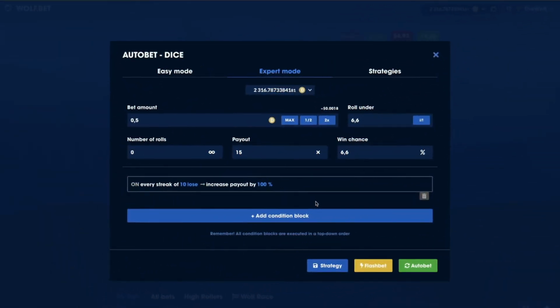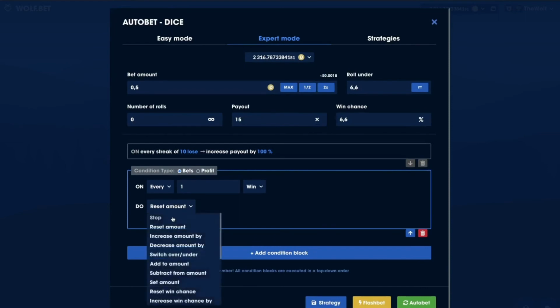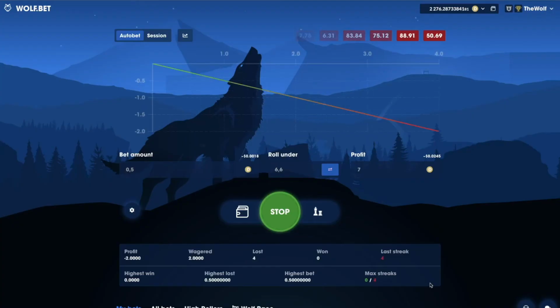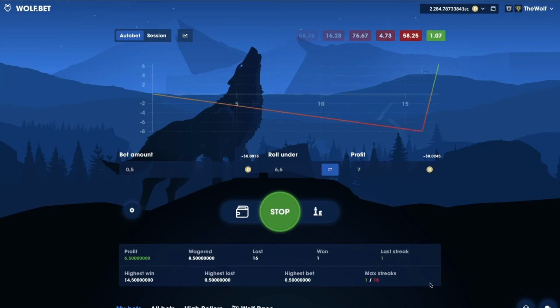In case you have a condition that makes your payout increase or decrease, you can also add another one that makes it reset to its original value by choosing Reset Payout. In this case, I have a condition that makes my payout increase by 100% after a streak of 10 losses. Now, I will make it reset to the original value after every 1 win by choosing Reset Payout on every 1 win. Watch this. As you can see, our payout is doubling on every 10 losses and going back to its original value on every win.